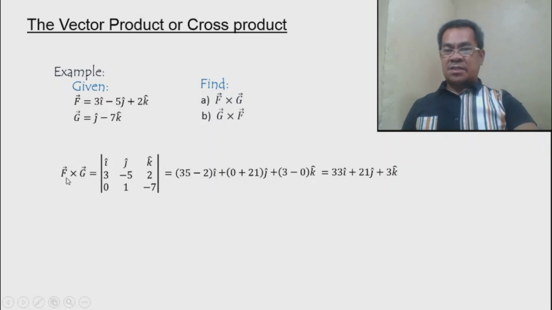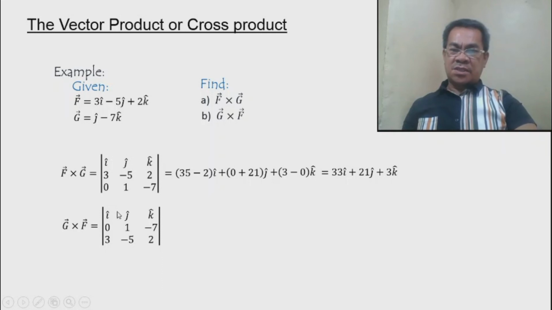Okay, then reverse. Now, letter B, G cross F. So, therefore, this will be interchanged. The unit vector is the same, but this one will be put below, and this one will be elevated at the middle. So, therefore, you have to change. Why? Because this is always a unit vector. The second row must be the component of the first vector because you are looking for the G cross F. So, this must be the component of vector G. And this is vector F.